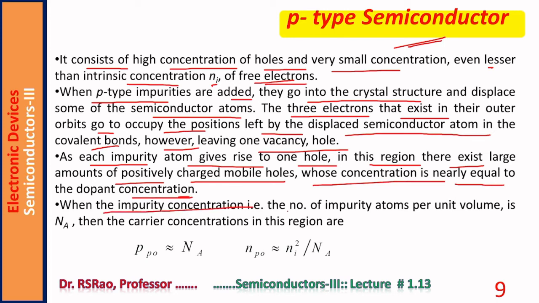When impurity concentration, that is the number of impurity atoms per unit volume, is Na, then carrier concentration in this semiconductor becomes Pp0. Pp0 means hole concentration in P-type semiconductor under equilibrium conditions. It is equal to Na, impurity concentration. Np0 is equal to Ni square by Na. This relation can be derived very easily using mass action law.